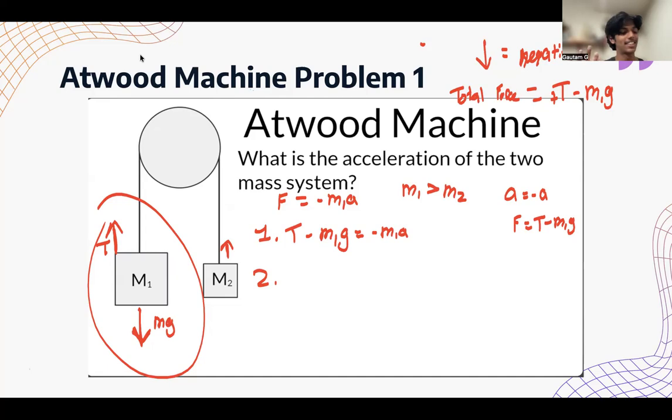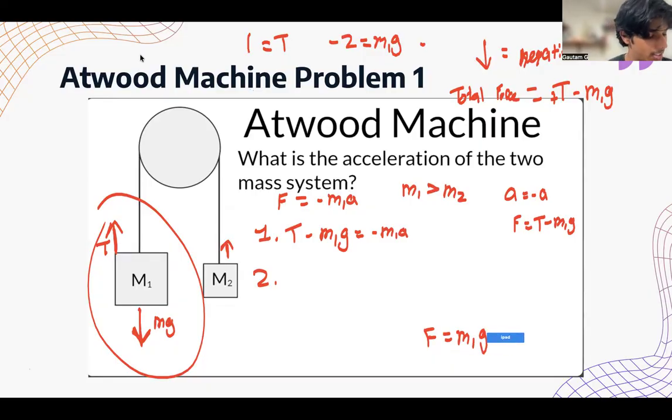I'm basically saying one is equal to tension and negative two is equal to mass times gravity. If you guys are confused why I'm doing mass times gravity, it's because the force of the object downwards is going to be mass times gravity, because remember F equals ma, and a in this case is g. So you can think of negative two as mass one times gravity and one as T, right? So when you add these two up, you just do T minus m1g because g is acting down. Does that make sense?